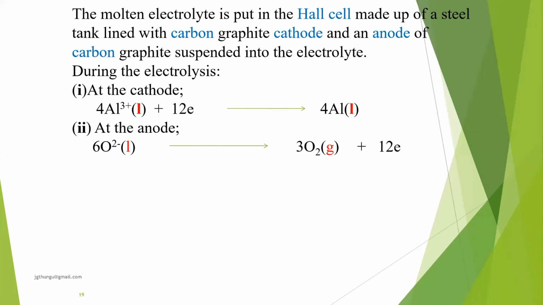You start with the anode so that you can understand it well. You see one oxygen loses 2 electrons. But aluminium requires how many electrons? 3 electrons, okay? So that means for the first aluminium to gain the 3 electrons, you require another oxygen. Then another oxygen loses 2 electrons.